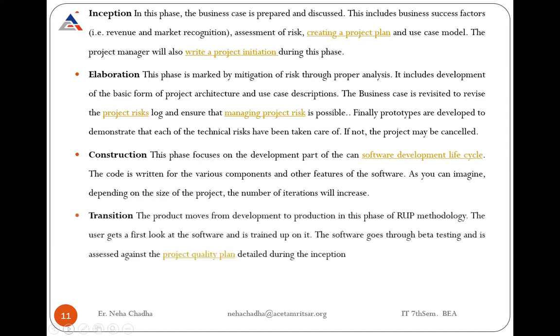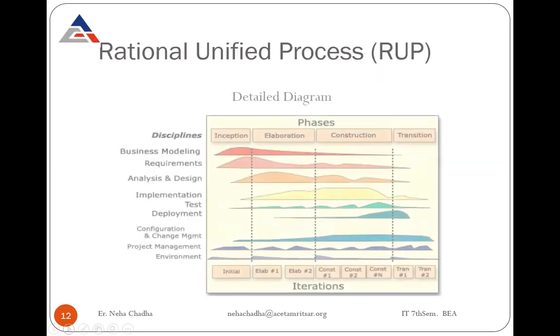Then comes the transition phase. The product moves from development to production. In this phase of the rational unified process methodology, the user gets a first look at the software and is trained upon it. That means user acceptance testing is there. The software goes through beta testing and is assessed against the project quality plan detailed during the inception. It means all the acceptance testing will be done in the transition phase.